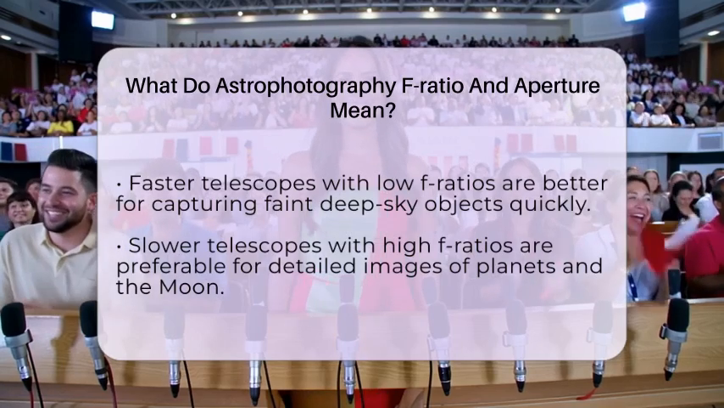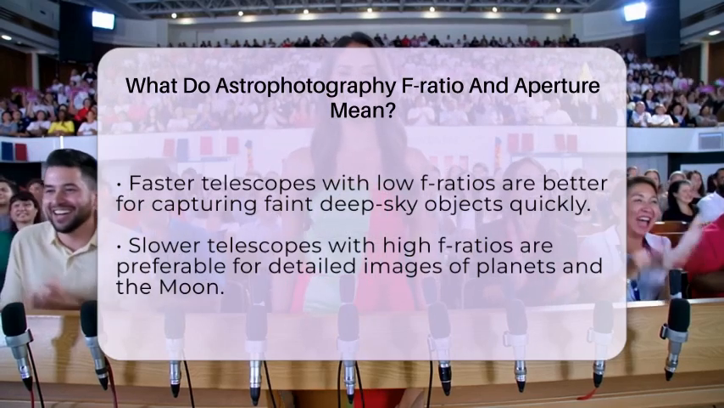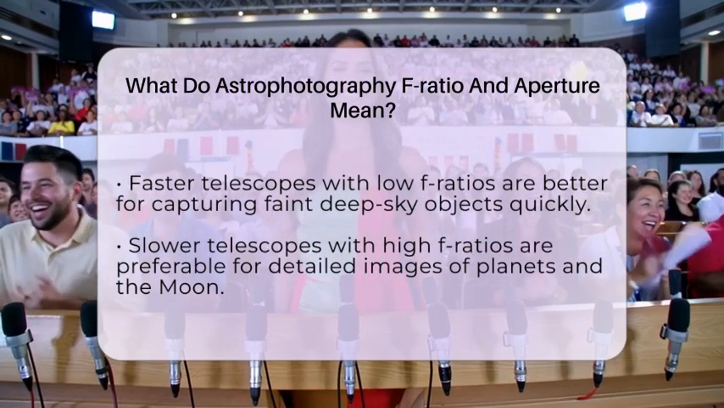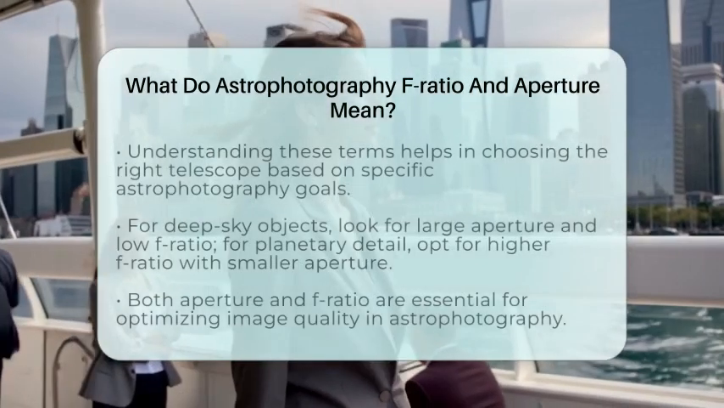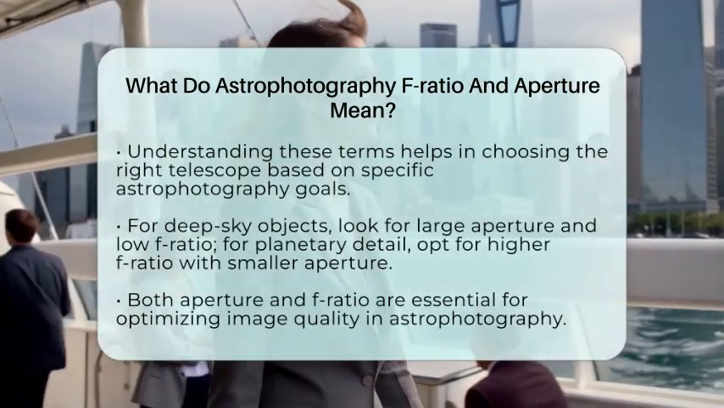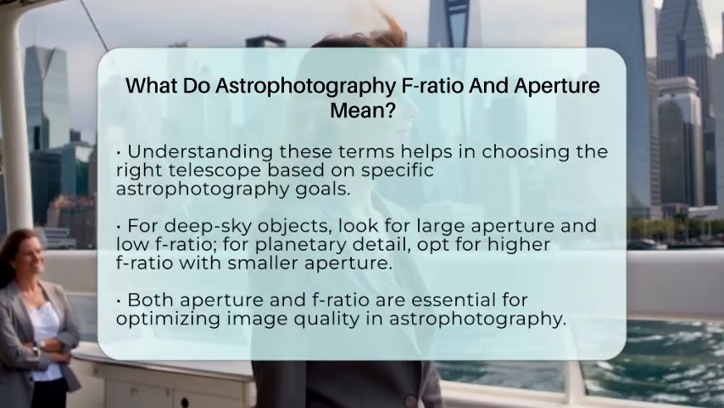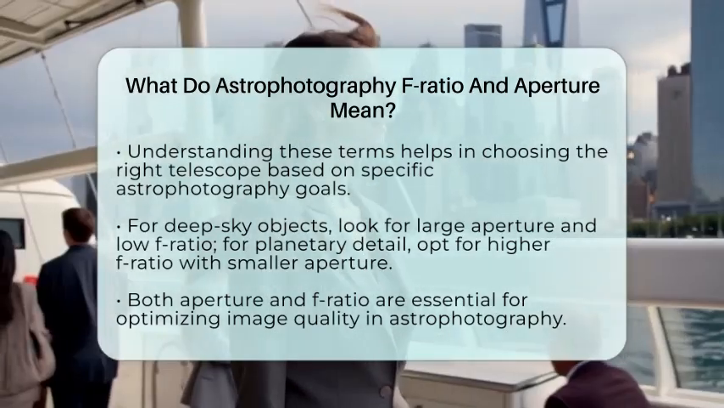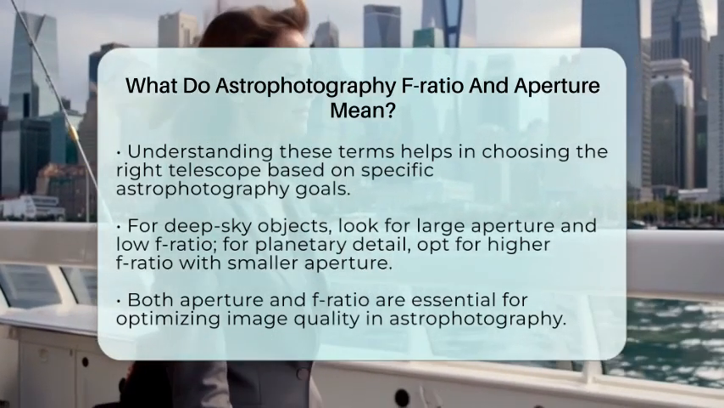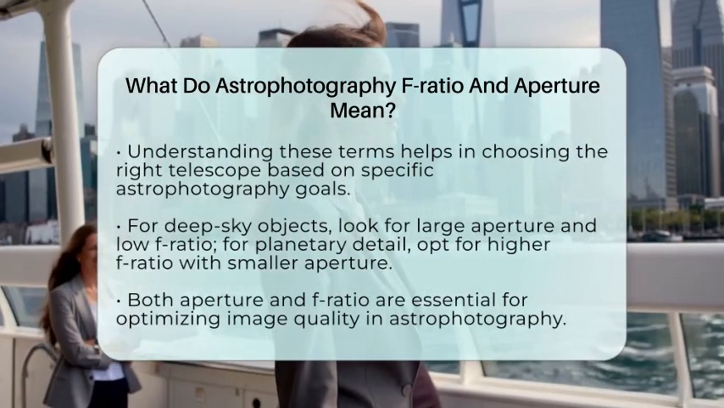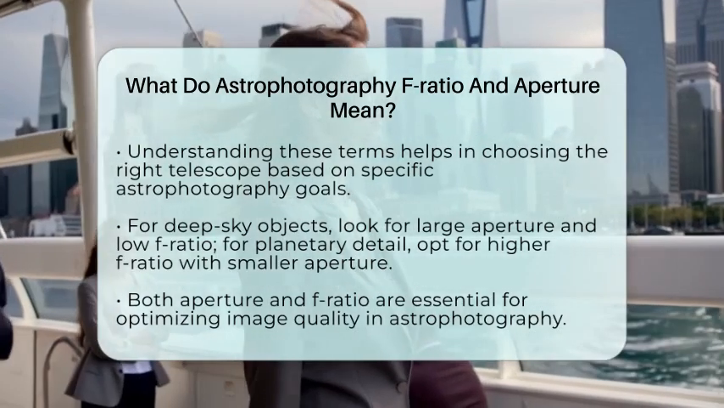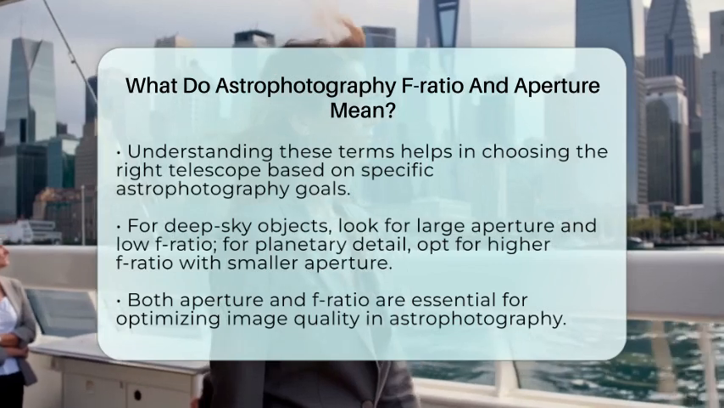When choosing gear for astrophotography, understanding these two terms helps you pick the right telescope for your goals. If you want to shoot faint deep sky objects quickly, look for a telescope with a large aperture and a low f ratio. If you're interested in detailed planetary images, a higher f ratio with a smaller aperture might be better. In simple terms, the aperture determines how much light your telescope can collect, and the f ratio influences how that light is focused and how fast you can take your pictures.